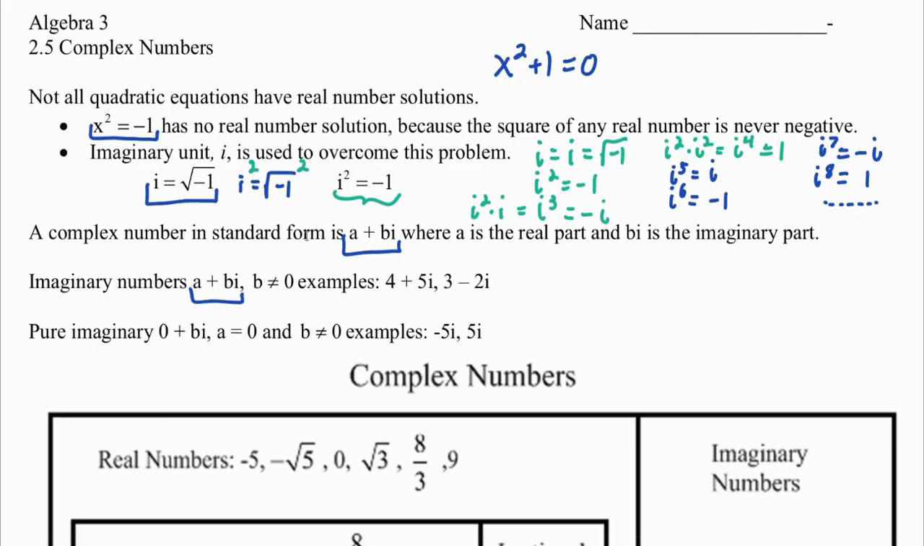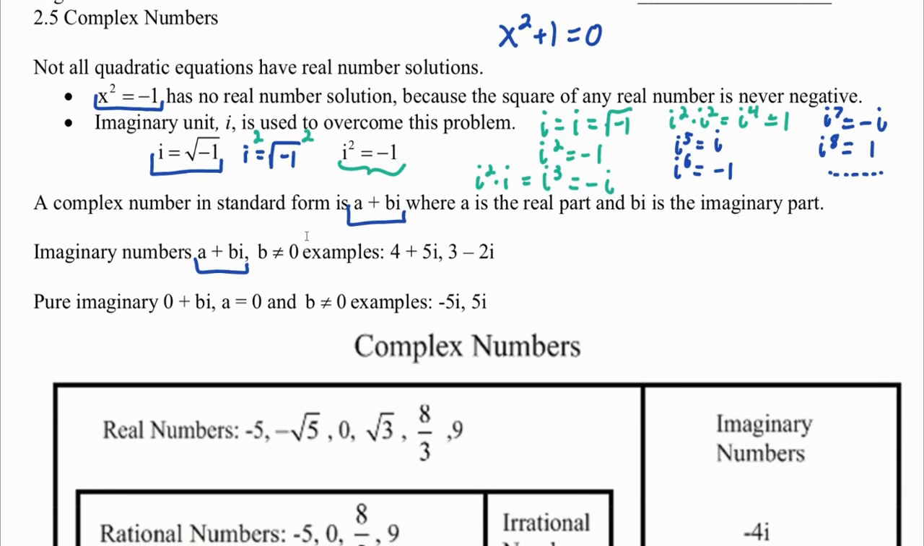Now, there's a subset of that, which is a pure imaginary number, and that is 0 plus bi. That's when we don't have a real component, and it's just the imaginary component. So examples would be like -5i, +5i, i, 2i, anything without a real component to it.